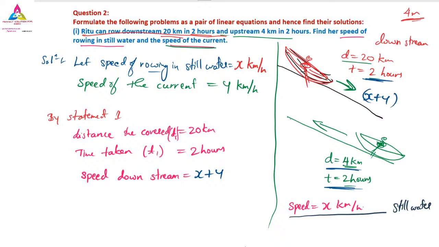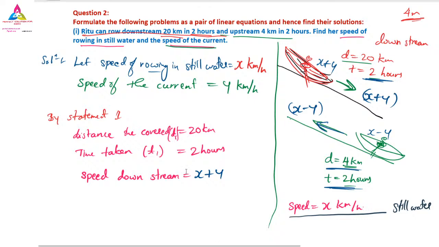Similarly, in an upstream the speed will become x minus y, because your speed will be decreased by the stream. So in upstream, when it is going, it will be x minus y. This one you have to understand. Upstream means x minus y, the speed of your boat minus the stream. Similarly, downstream is the speed of the boat plus your stream water speed, that is x plus y. So these are the two things we have to understand.